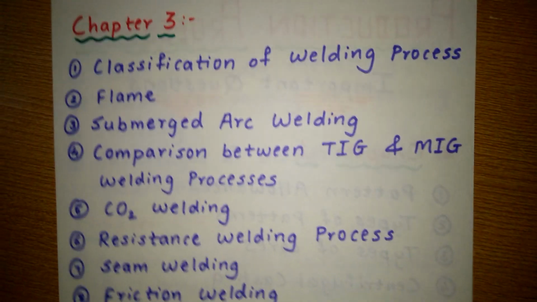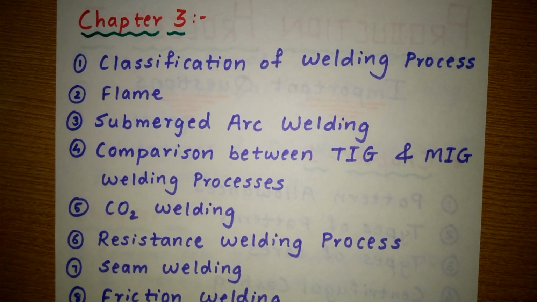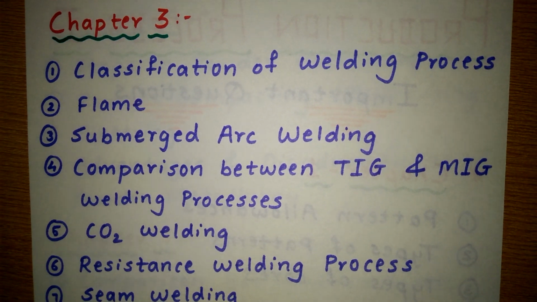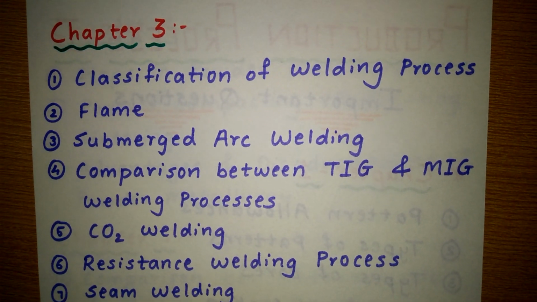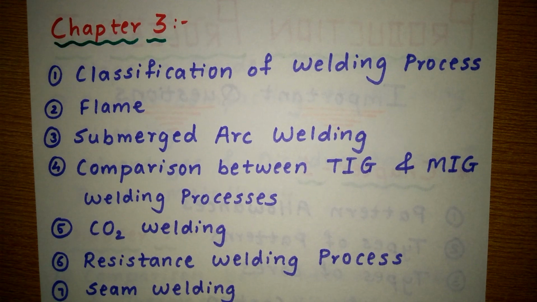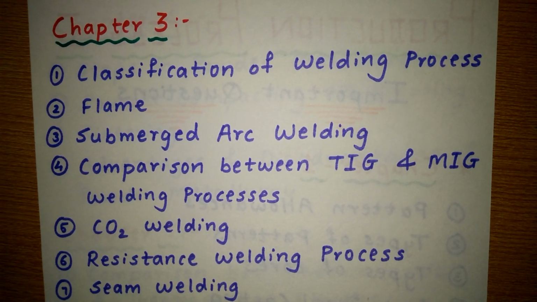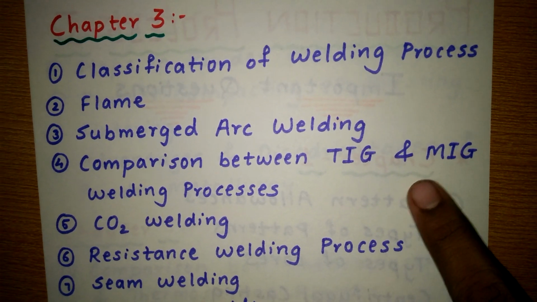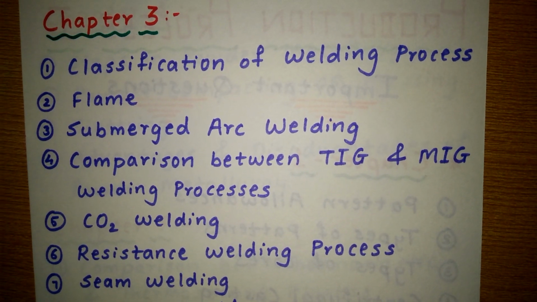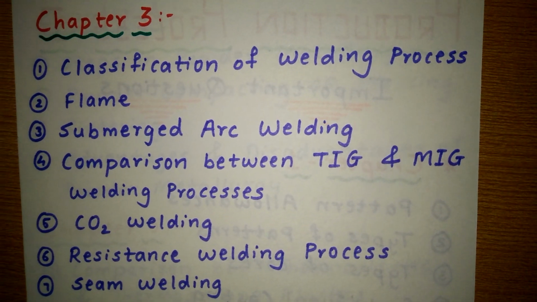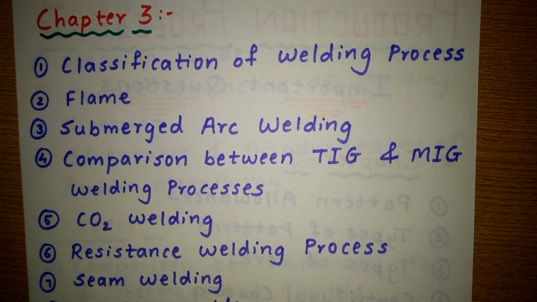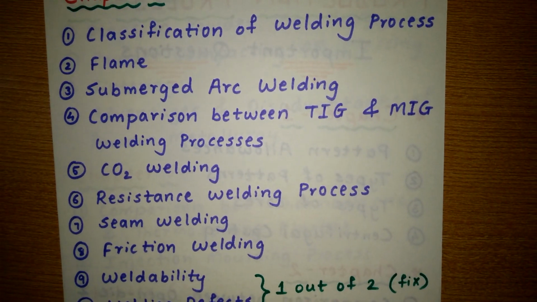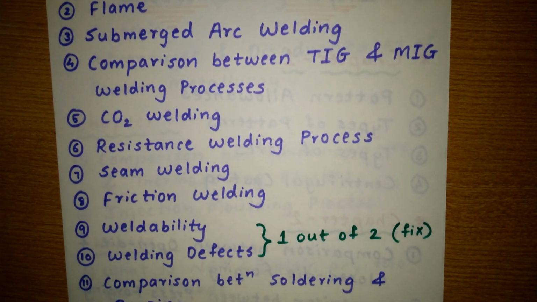Chapter 3 is the biggest chapter of the subject PP1. Chapter 3 contains classification of welding processes, flames, types of flames, submerged arc welding, and comparison between TIG and MIG welding processes. Remember that this is a very important question from the exam point of view. Then there come CO2 welding, resistance welding process, stud welding, friction welding, weldability, and welding defects.